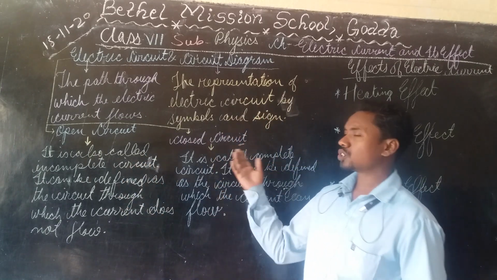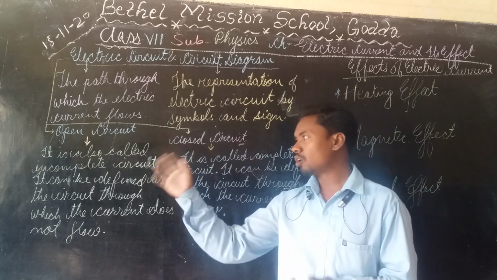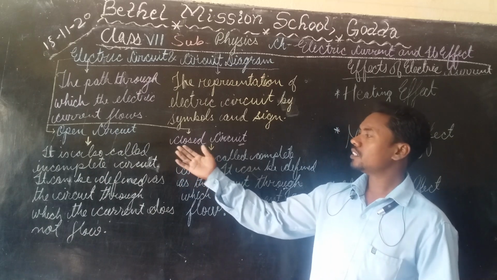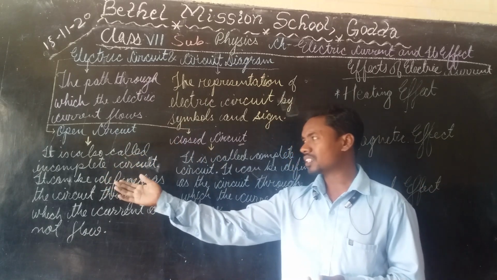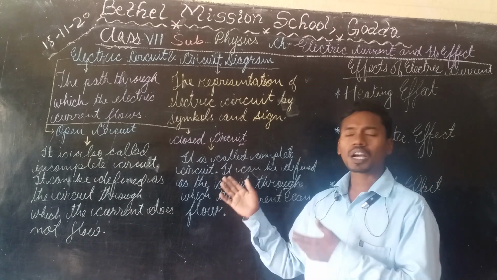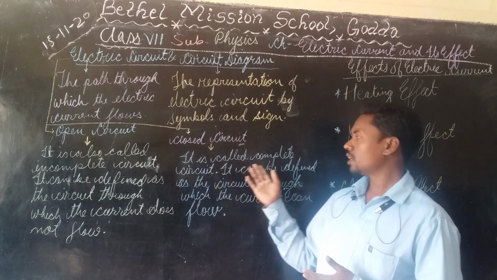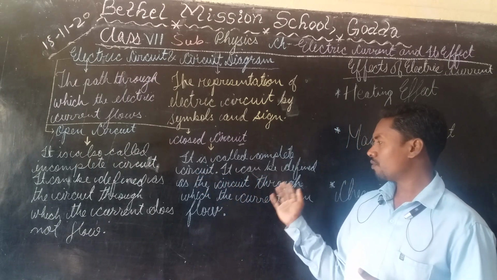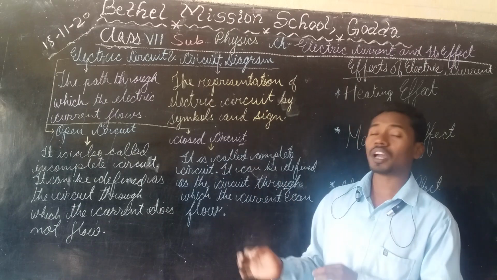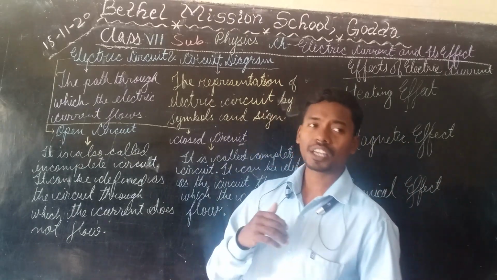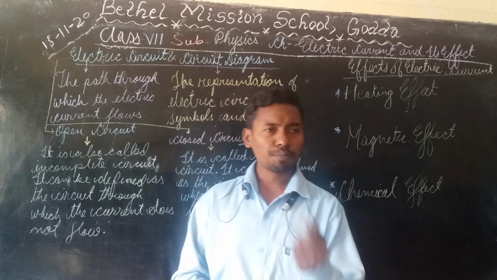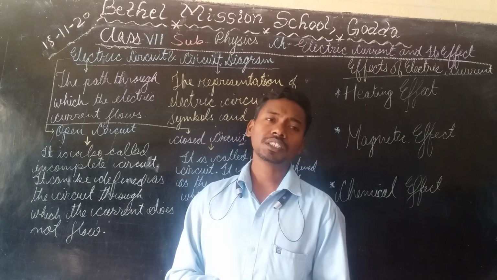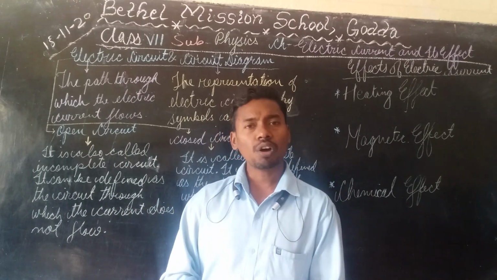Now we will talk about closed circuit. Closed circuit is obviously the opposite of open circuit, and as the open circuit was said to be incomplete, this is a complete circuit. So a closed circuit can be said as a complete circuit, and it can be defined as the circuit through which the current can flow. In this the current can flow because the circuit is complete, and in the open circuit the circuit is incomplete, therefore the current cannot flow.